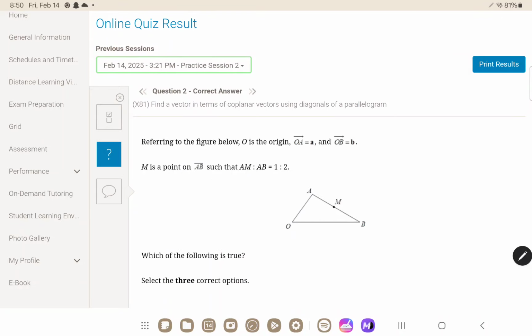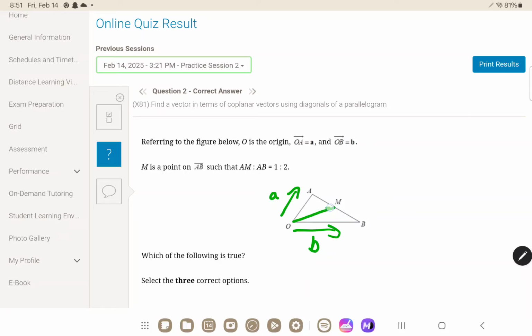Hi again, guys. I realized when I was reviewing the video that I'd forgotten to solve question 2, or I skipped past it by mistake. So we're going to solve it now. Referring to the figure below, O is the origin. OA in this direction is A, and OB in this direction is B. Now, which of the following is true? First, let us analyze what we're looking at in the triangle itself. First one is they want you to find OM.